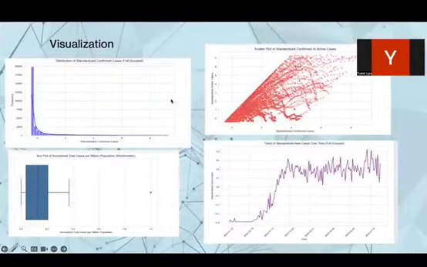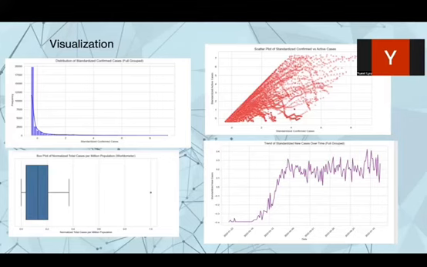Next, I visualize the dataset. To better understand the dataset, I created four visualizations. First, the histogram of standardized confirmed cases shows a right-skewed distribution, indicating that most countries have relatively low numbers of cases, while a few countries have experienced very serious epidemics.